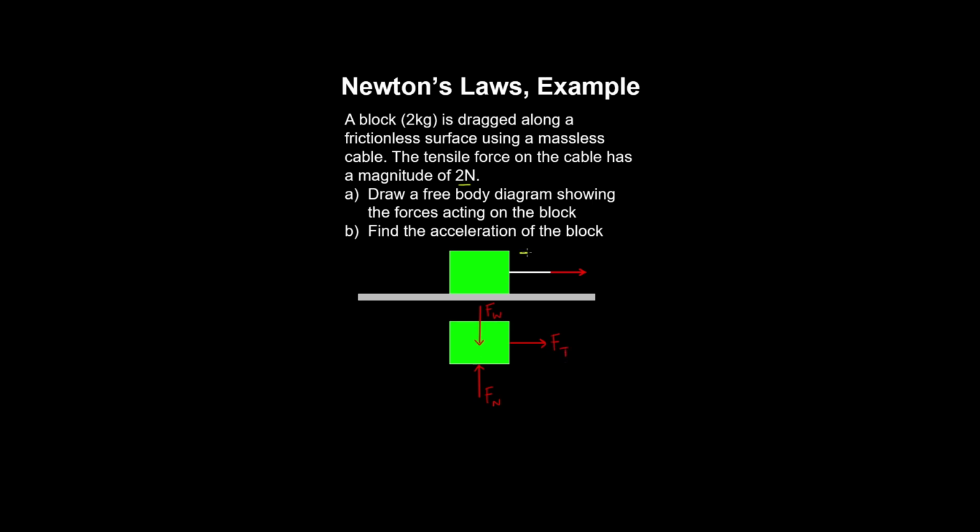So there's only motion in the horizontal direction, and the acceleration is in the direction of the net force. So applying Newton's second law in the horizontal direction, we have the tension force is equal to the mass of the block times the acceleration of the block. So that's equal to 2 newtons. The mass is 2 kilos. So the acceleration of the block is 1 meter per second squared.